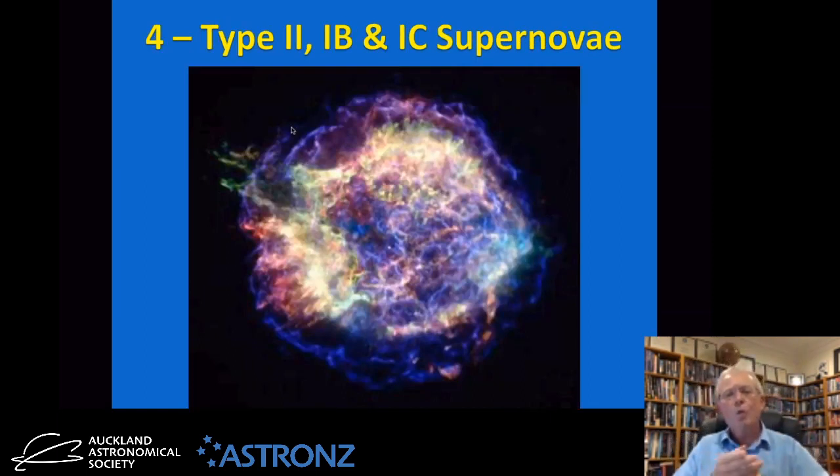Type 2, 1b, and 1c. This here's an image of a supernova remnant. That is Cassiopeia A. Most of these images are actually in X-ray. They're just such high energy events. And that little central one there, there's a neutron star in the middle in X-ray. That image was taken by the Chandra X-ray Observatory.